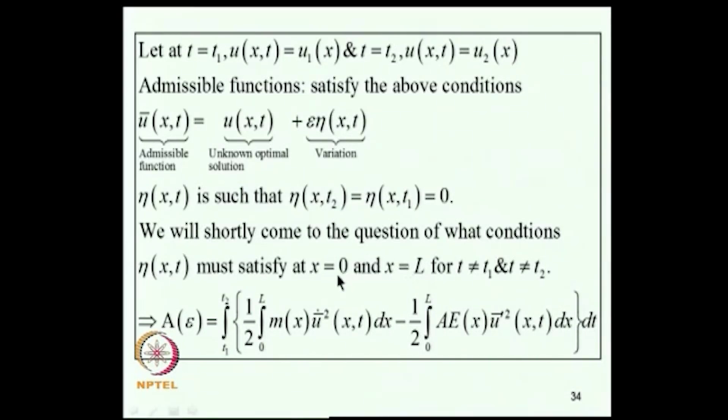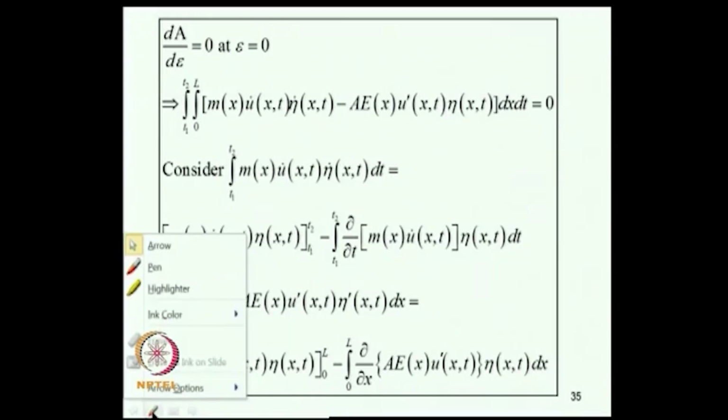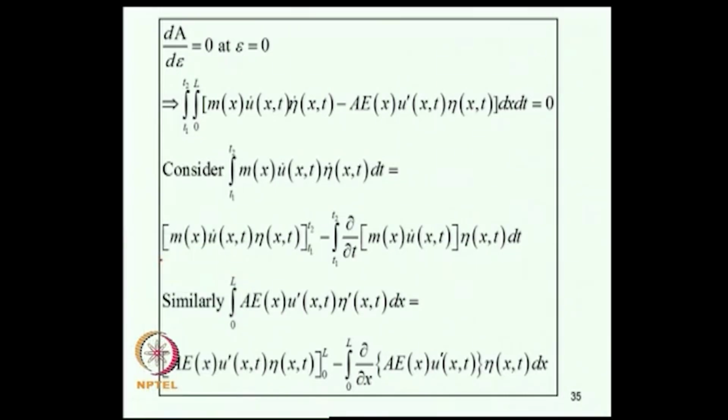What exactly will happen at x equal to 0 and x equal to L is something of vital importance and we will come to that shortly. Now, I will form the action integral as a function of this parameter epsilon as we did earlier and then again use the condition that the optimal value of A as a function of epsilon will be reached at epsilon equal to 0. So, if you carry out the differentiation with respect to epsilon and put epsilon equal to 0, I will get this equation. So, there is an eta dot here and there is an eta prime.